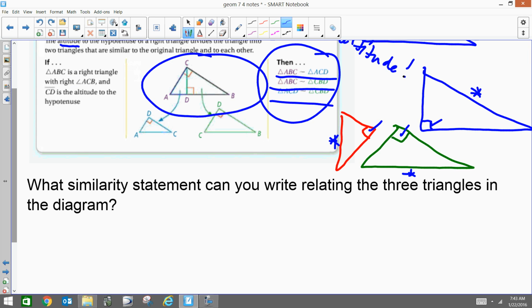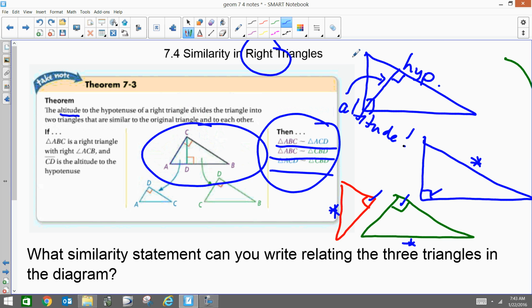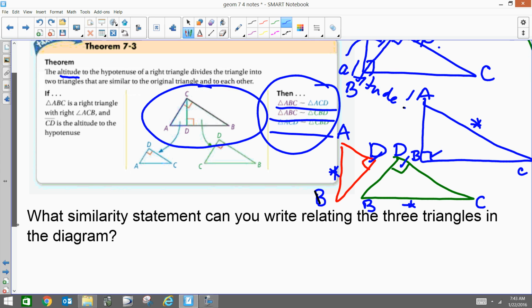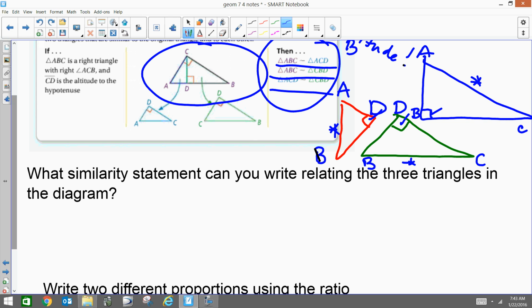Okay? So if we want to do that, we need some letters. So let's talk about A, B, C, which is this one. Okay, let's make this D. So that's D, and that's A, and that's B. This would be D again, and that's B, and that's C. So when we put those 3 triangles together, we are going to create a similarity statement.